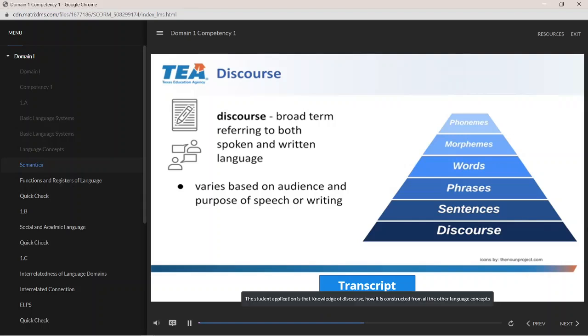The student application is that knowledge of discourse, how it is constructed from all the other language concepts, and how discourse patterns can vary between cultures, as explained in Competency 9, can help teachers better anticipate the instructional needs of English learners.